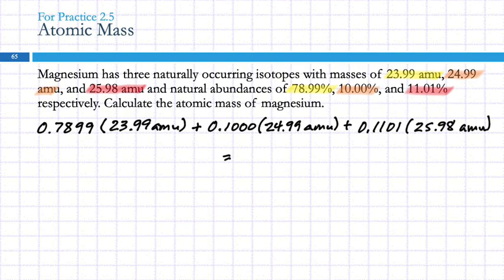So then we can just do this whole calculation on our calculators and not write anything down until the end. 0.7899 times 23.99 plus 0.1 times 24.99 plus 0.1101 times 25.98 equals. And that's the number that my calculator gives me.